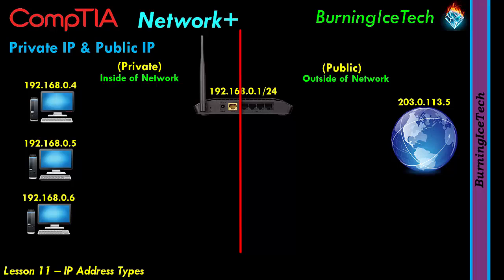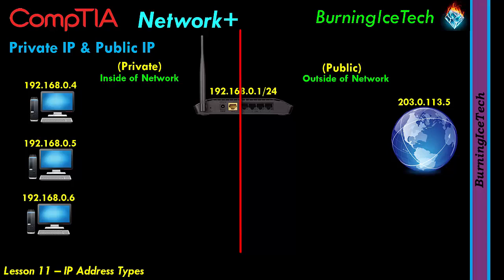Now, if you look at these 3 machines on the left-hand side, guys, you can probably see they're .4, .5, and .6. Each of them has their own unique IP address inside this building, inside their home or inside their office. It's unique. It doesn't matter whether these IP addresses have been allocated statically or manually, as some might say, or it doesn't matter if they have been allocated dynamically via DHCP. The point is, these devices are inside your private network and they've got private IP addresses.